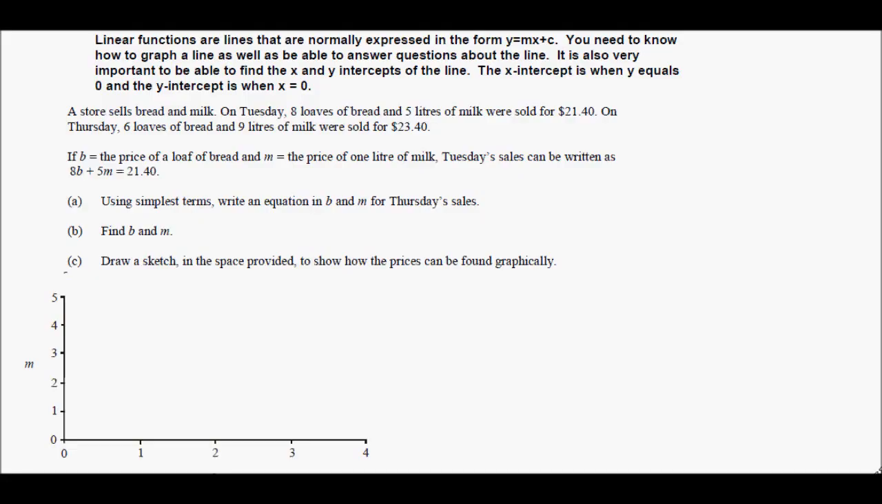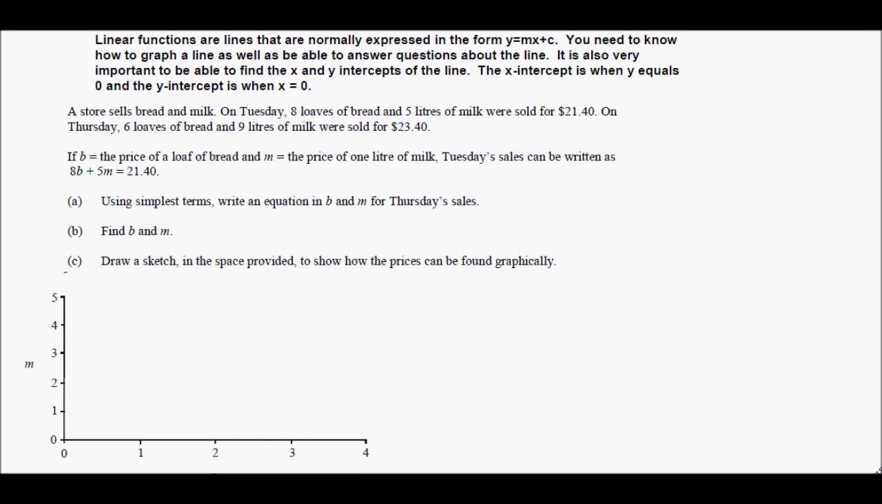For part 2, we've got linear functions here. Linear functions are lines that are normally expressed in the form of y equals mx plus c. You need to know how to graph them as well as be able to answer questions about them. It's also very important to be able to find the x and y intercepts. The x-intercept is when y equals 0, and the y-intercept is when x equals 0.